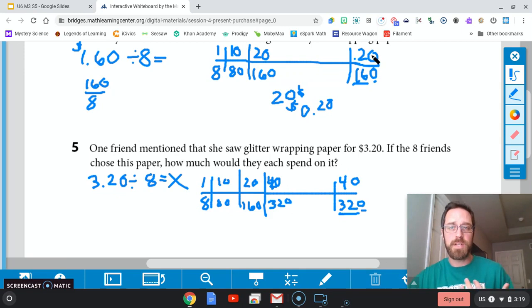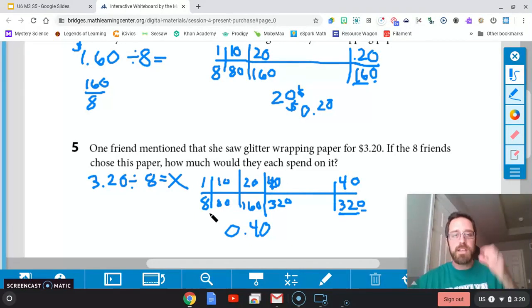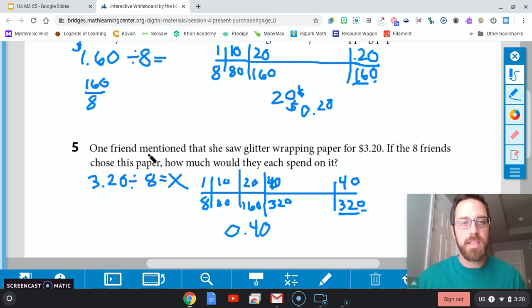And in that case, it's true. Here they paid 20 cents, and in here they're going to pay 40 cents. So in here they're going to pay $0.40. So again, just making that connection that if your dividend doubles and your divisor stays the same, your quotient is going to end up doubling. And mathematically, it makes sense because you're paying twice as much, but there's still only 8 people paying for it. So they're going to have to pay twice as much, okay?